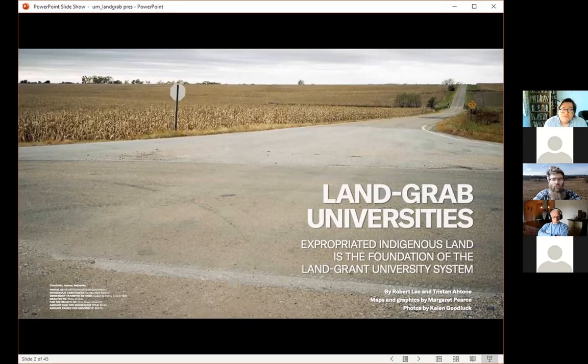Now, the money raised from the land provided land-grant universities with the equivalent of about $500 million in today's money, at a time when these colleges were tiny and just starting out. It was seed money for the land-grant university system.